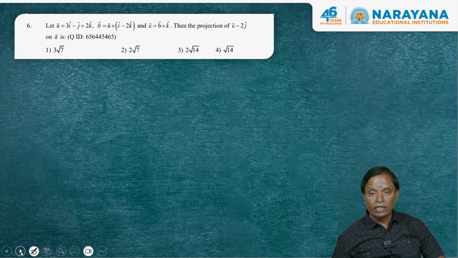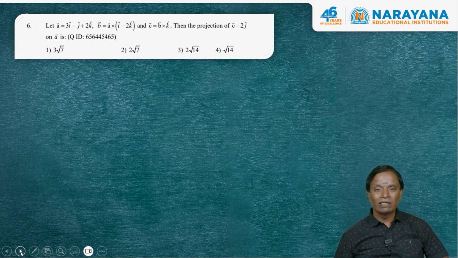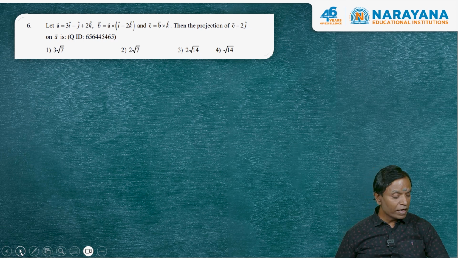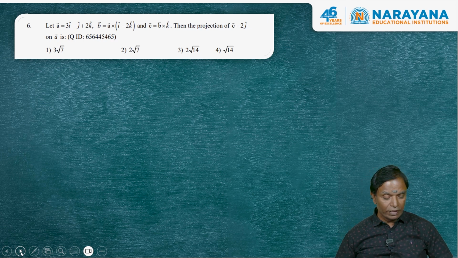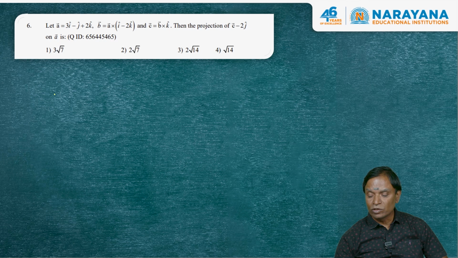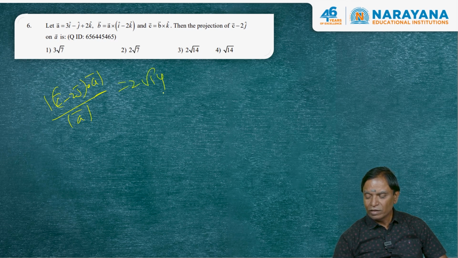Okay, we'll go to the next problem. You are given a bar, you are given b bar, you are given c bar. I think these projection problems you might have done umpteen number of times in your physics, so directly we can do it. Your projection of c minus 2j on a bar will be modulus of (c minus 2j bar dot a bar) by modulus of a bar. You are given a bar, this you can calculate, which I think roughly you get 2 root 14.